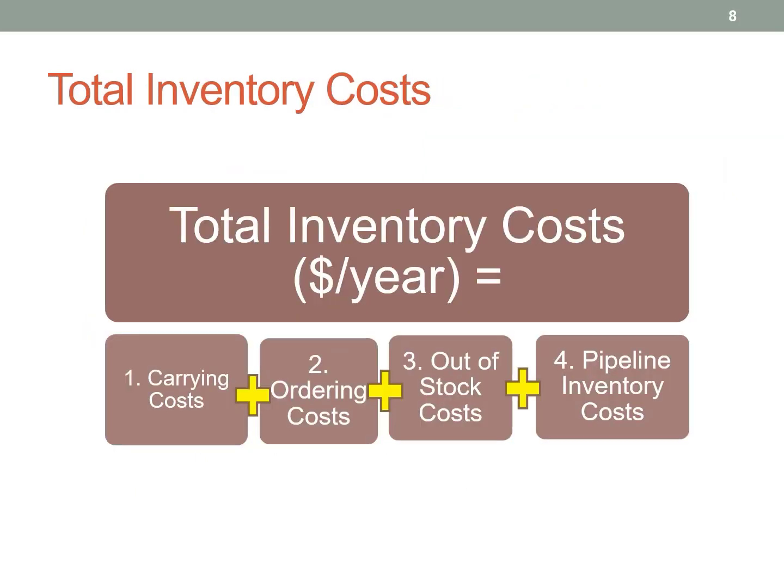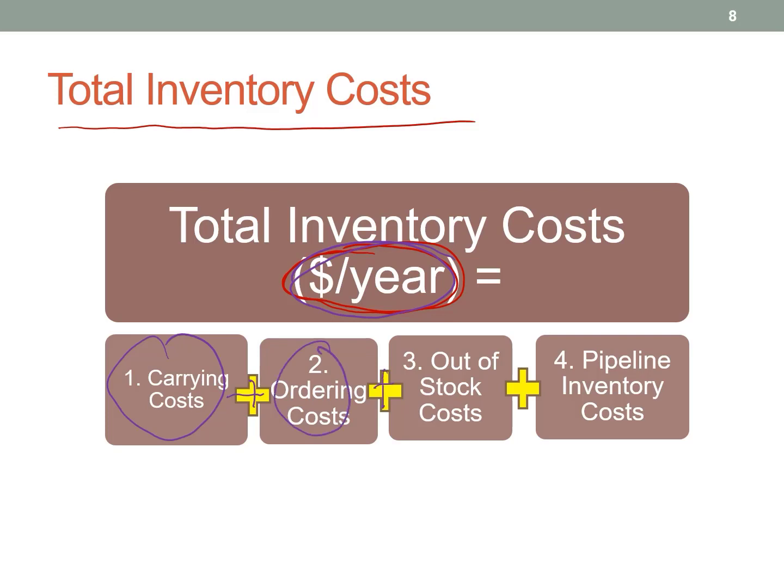So then the total inventory costs, and usually we calculate them in dollars per year. Okay, what's the inventory cost in dollars per year? So the total inventory cost has 4 components. Number one, you have carrying costs. So we calculate them. Then you add to that the ordering cost. Then you add to that the expected out of stock costs. How often you expect an out of stock situation to happen. What is the cost of that?